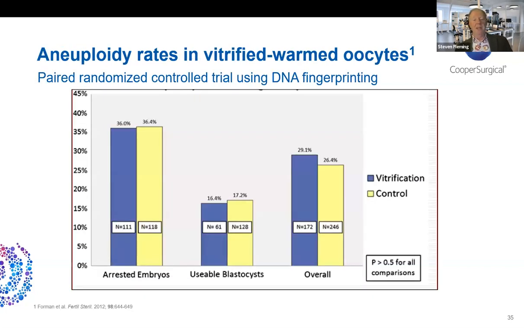Reassuringly, if we look at this study, looking at vitrified and non-vitrified control oocytes, they observed equivalent aneuploidy rates among both arrested embryos and usable blastocysts derived from those oocytes, and those that were transferred maintained equivalent reproductive potential. In this study, there were 26 paired transfers, one blastocyst originating from a control oocyte and one from a vitrified oocyte, and the ongoing pregnancy rate per embryo transferred was similar, with 53.9% from vitrified oocytes versus 57.7% from the control oocytes.